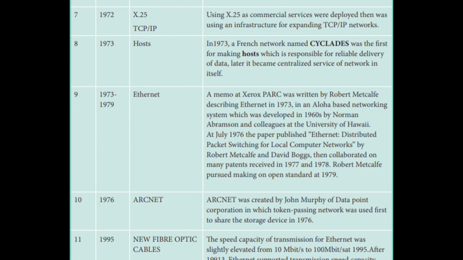Okay, and the next method is ARCnet. This ARCnet was introduced in 1976. Okay, this ARCnet was introduced by John Murphy of Datapoint Corporation, in which the token passing network was first used, right? This token passing network was used to share the storage device. Okay, in the year of 1976, this ARCnet was created by John Murphy of Datapoint Corporation, where this token passing network was used first.